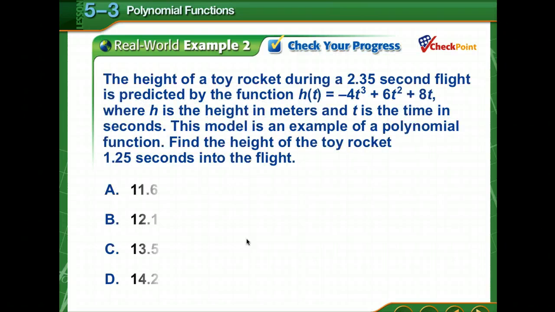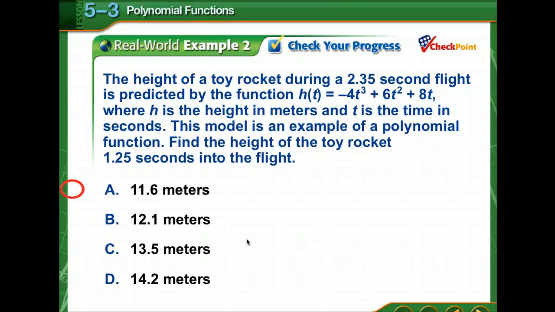So let's check your progress. I'll give you a moment to do that. Pause the video, work this problem, then come back and check your answer. Did you get close to 11.6? I ended up with 11.5625 by the time I finished the math. I simply substituted 1.25 in each time for t.